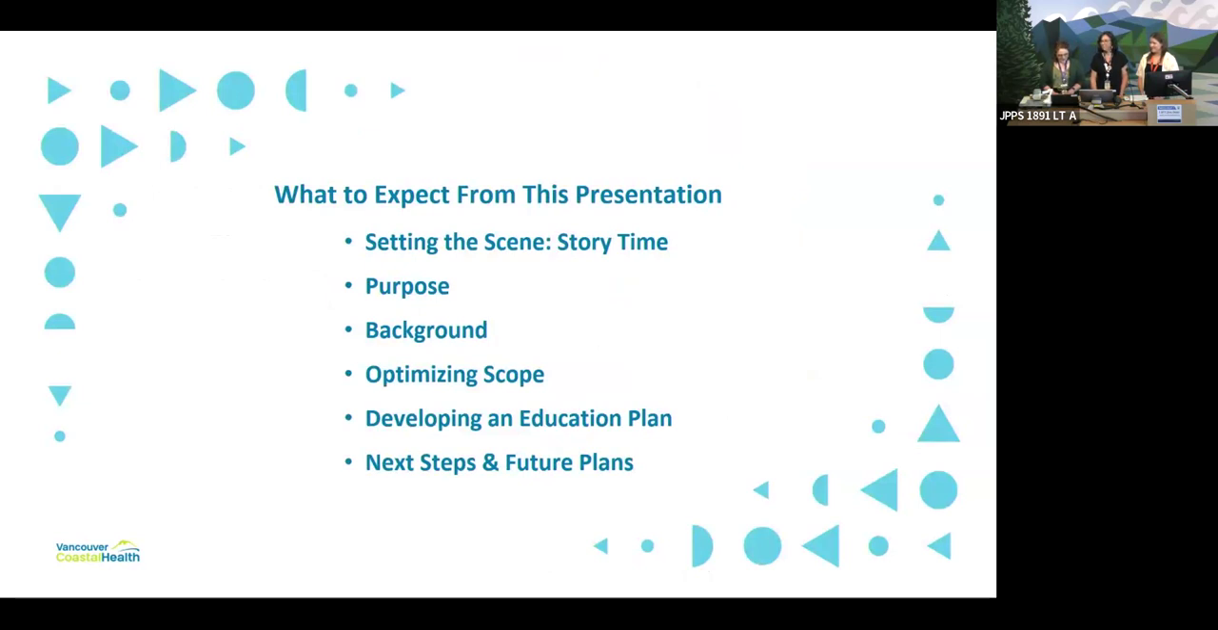During our presentation, we're going to take you on a bit of a journey, starting with a little bit of storytelling and some background to give you a better idea as to why this work is so necessary. We'll then talk about the process of scope optimization, then document and educational material development, and how we plan to support this update in the coming months.